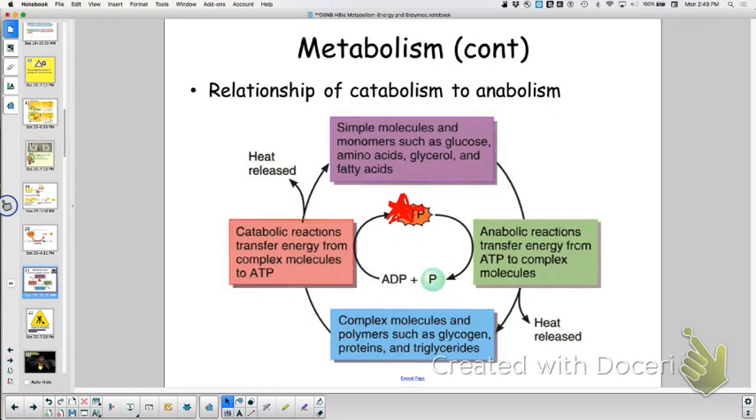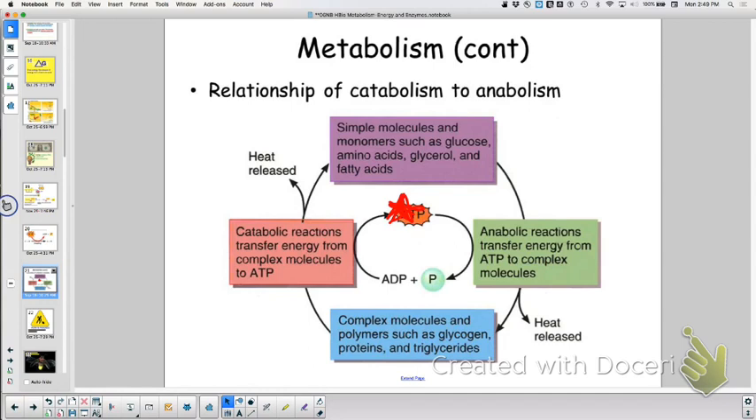Donuts are potential energy. Not the best potential energy, but they are. I need to change this into a different chemical energy, and that's ATP. So I will break the donut apart in multiple steps through cellular respiration, harvest the energy to build ATP. Then I can use the ATP for whatever else I need to do in my body.